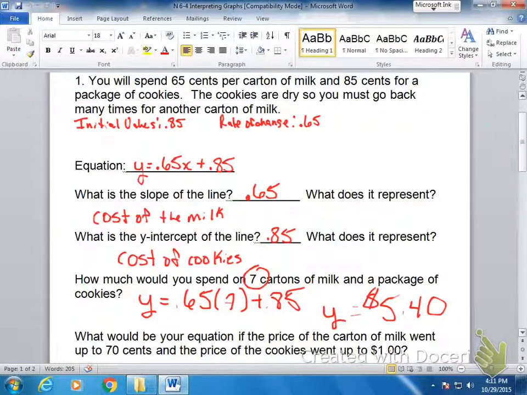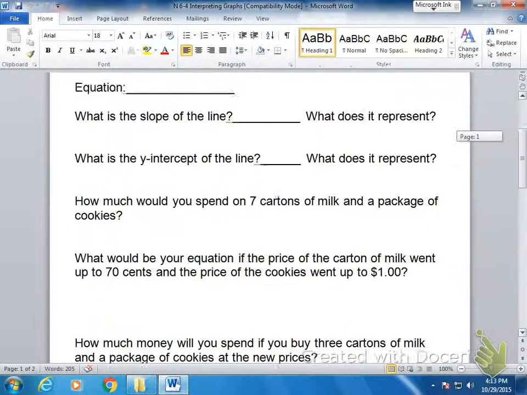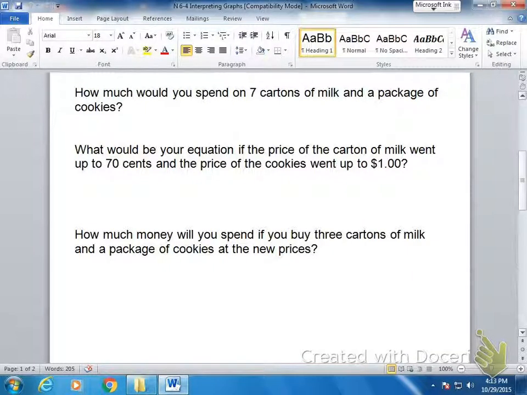Let's scroll down a little bit. This next question just changes it up a little, so we'll just talk about it. It says, what if instead of the 65 cents and 85 cents, it was 70 cents and $1? So I'm going to leave that one up to you, but you can get those from the notes in class. So let's go to the back page.